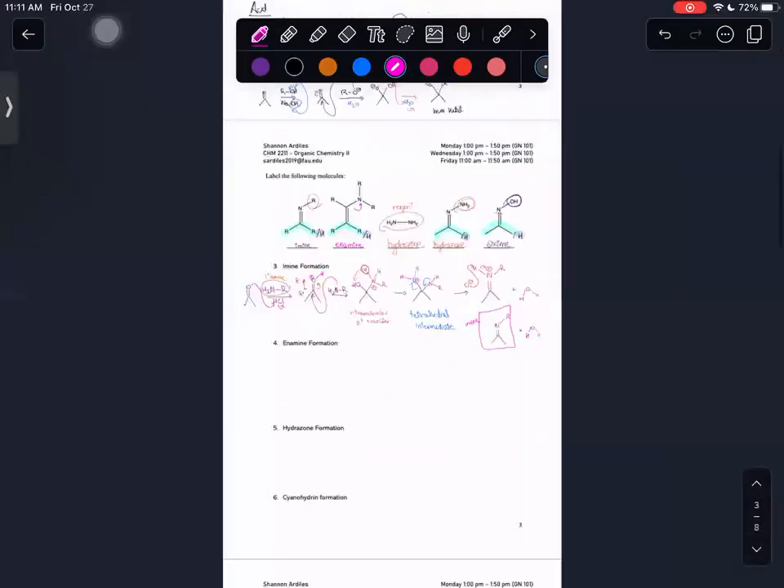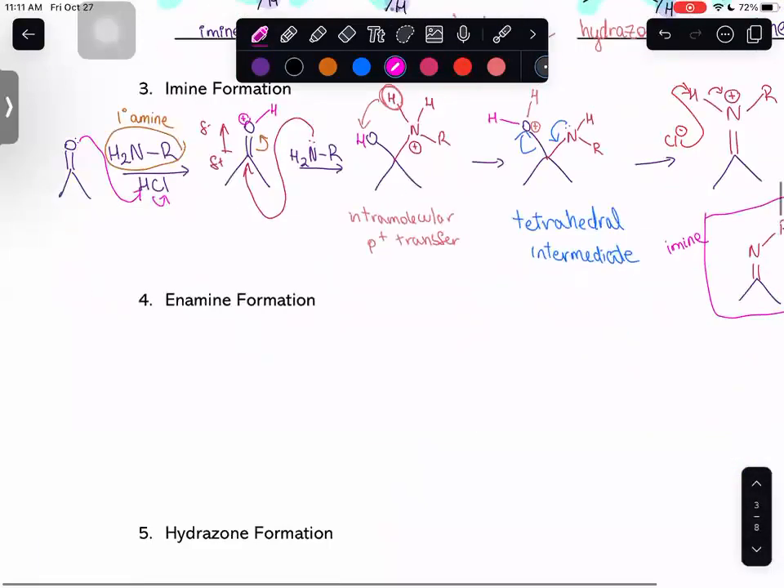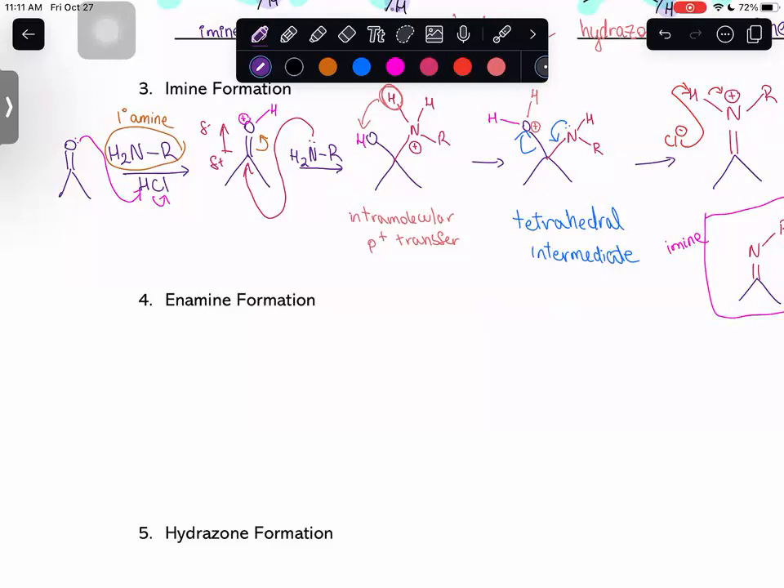Okay, let's go back to this guy. Okay, so we know how to make our imine now. Let's talk about our enamine. That was the one that was shifted around. And again, we're just gonna start with a general ketone, but this time we're gonna start with this guy.